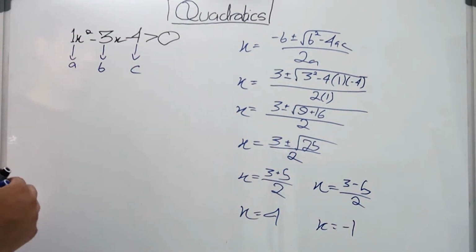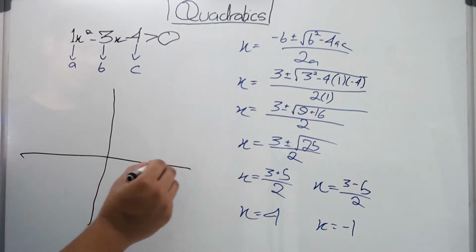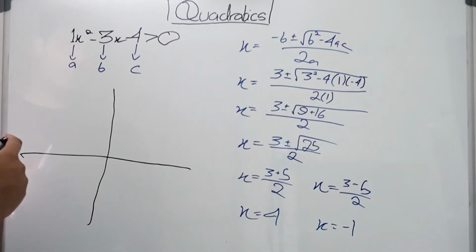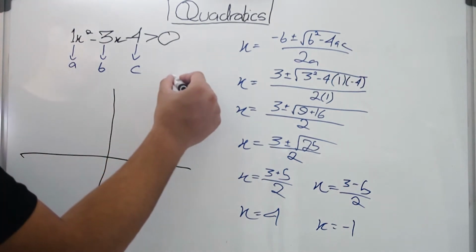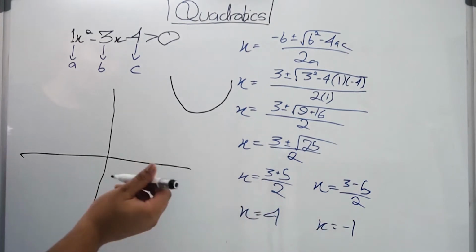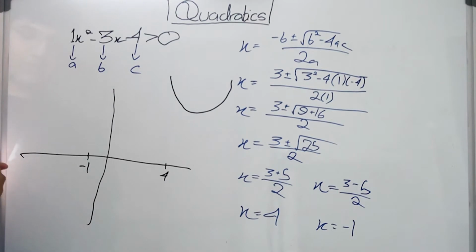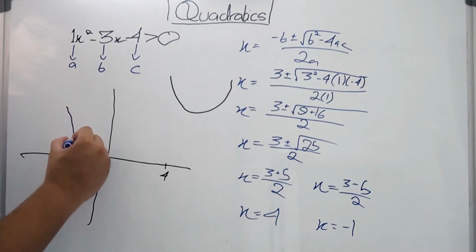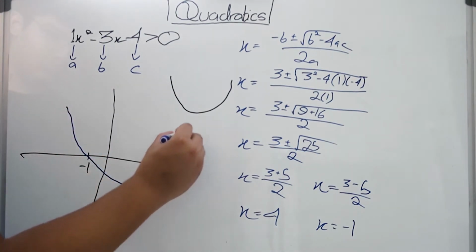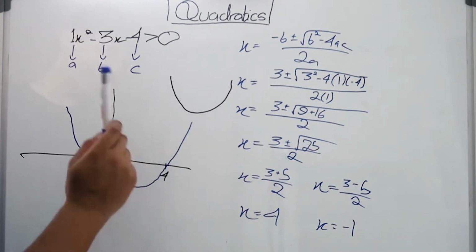So this means that the graph looks something like this. Since a is positive, it means the graph has a minimum point. So the graph form will look like this. And the roots are 4 and minus 1. So if we mark 4 and minus 1, the graph should go like this. That's right. Now we have to find out what values of x are above the x-axis.